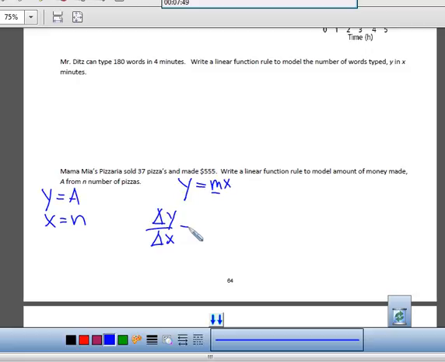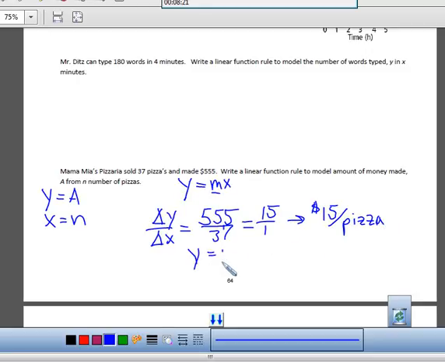If you want to do a mini table, go ahead. I'm just going to do 550, change in y, over 37. And when I simplify that, I get 15 over 1, which really stands for $15 per pizza, per one pizza. Alright, so now plug the 15 in for m, you get y equals 15x.